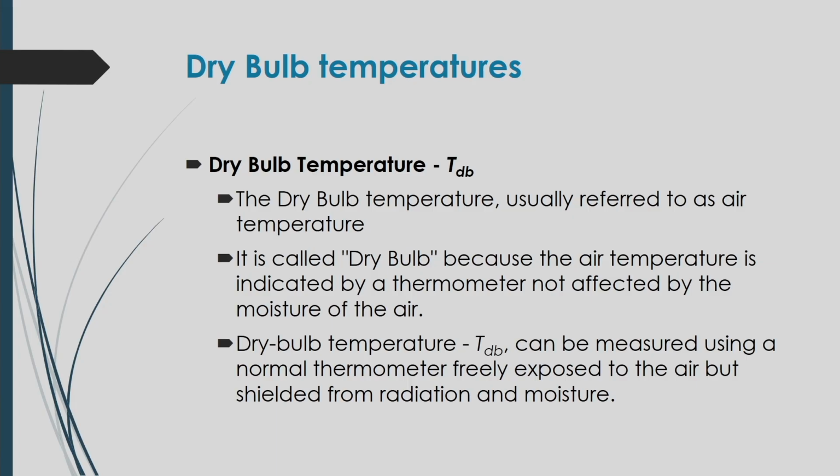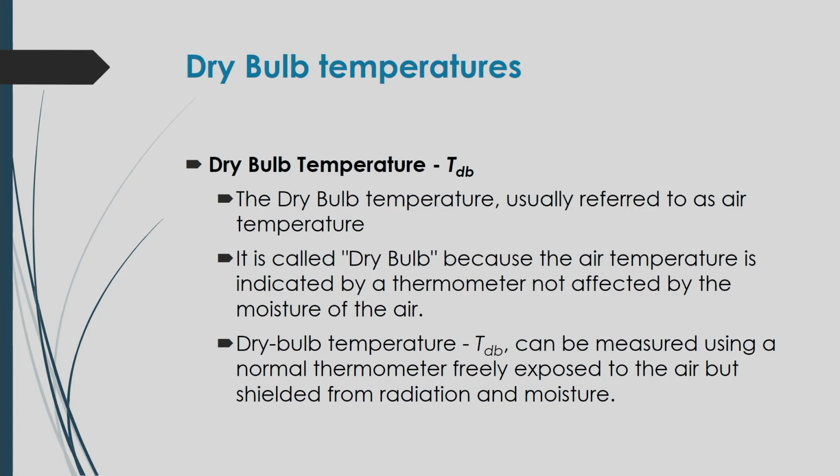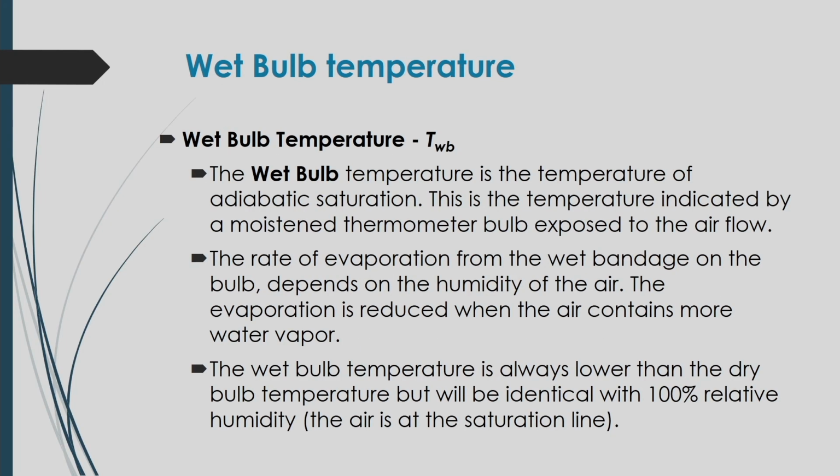Now, another important point is dry bulb temperature in the gas-liquid equilibrium condition. The dry bulb temperature is usually referred to as air temperature, indicated by a thermometer not affected by the moisture of the air. It is generally denoted by TdB, and it can be measured using a normal thermometer freely exposed to the air, but shielded from radiation and moisture. Whereas wet bulb temperature is the temperature of adiabatic saturation.